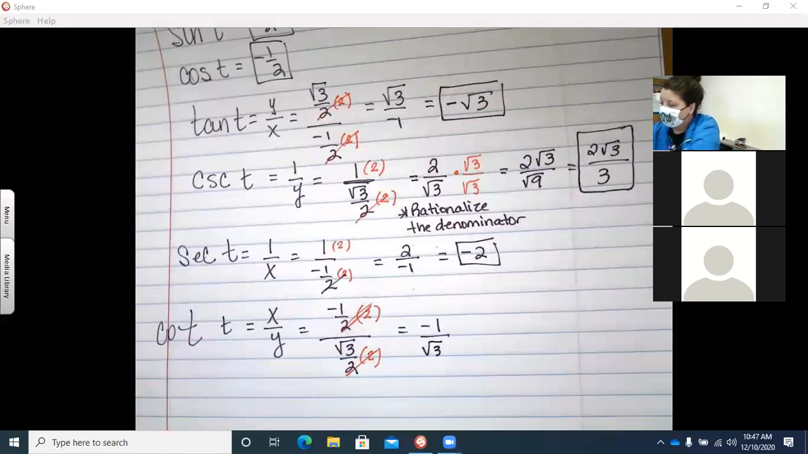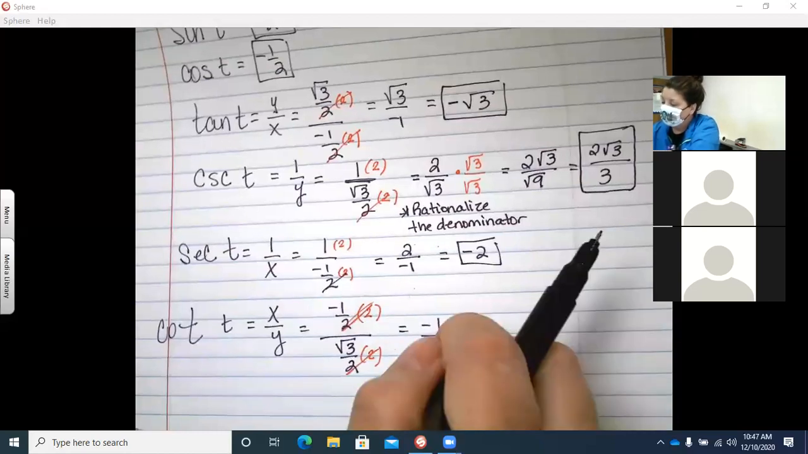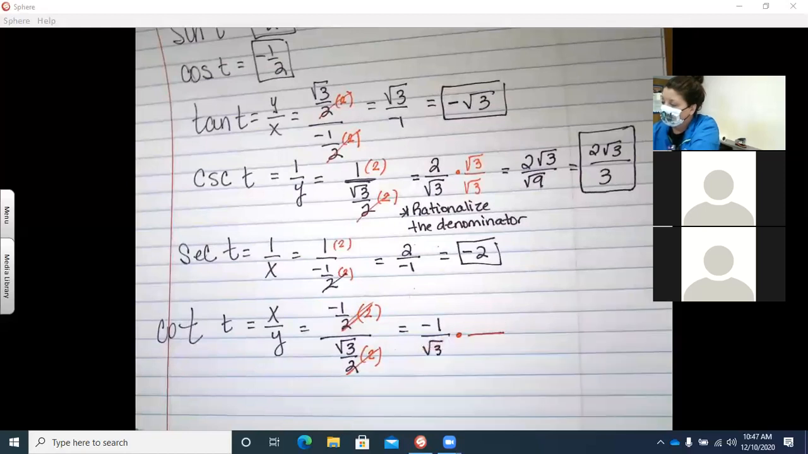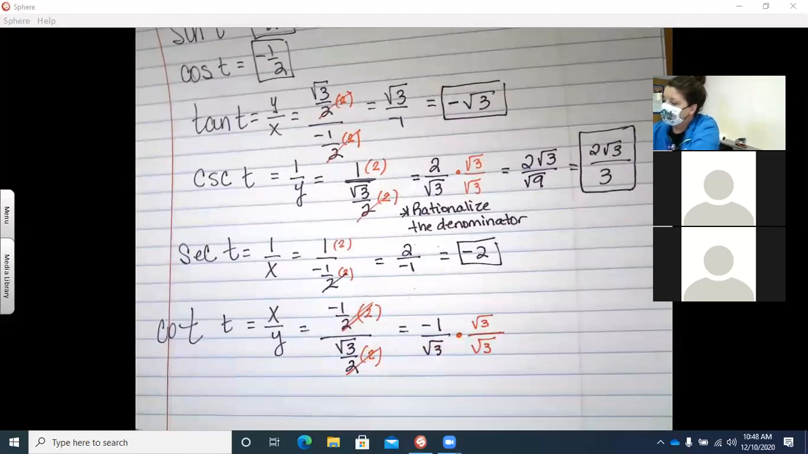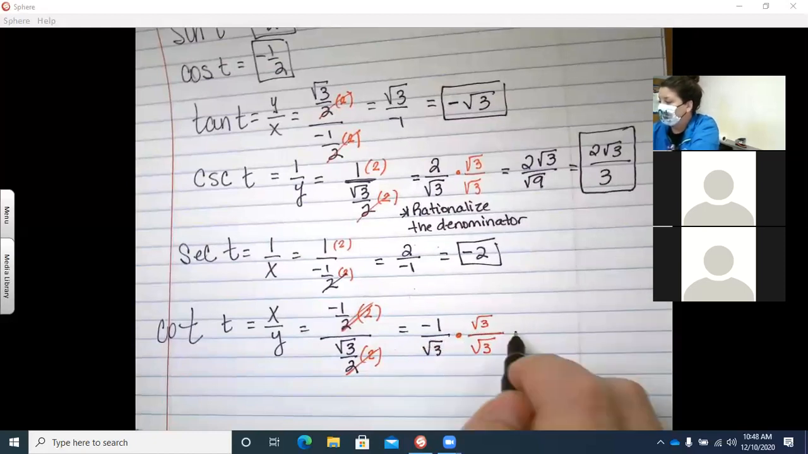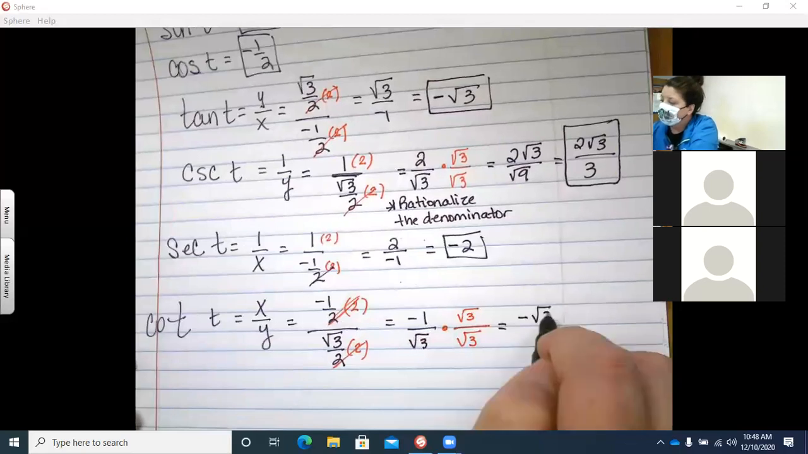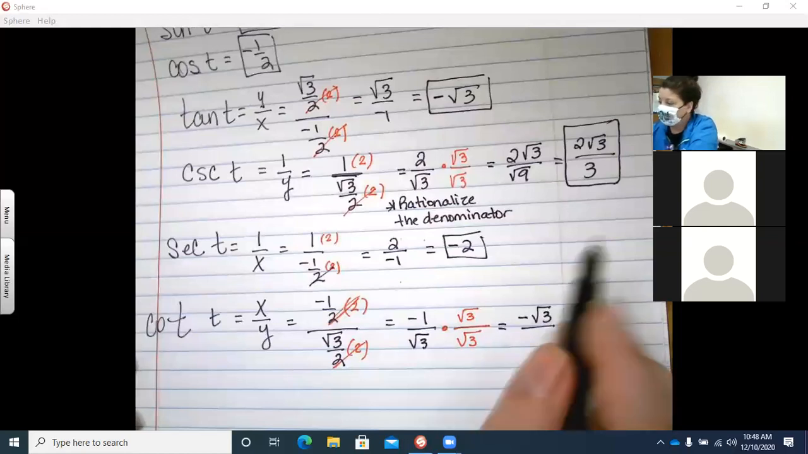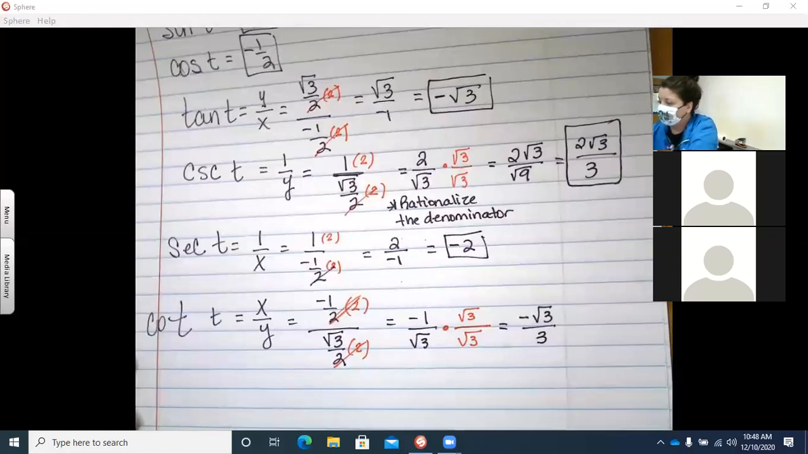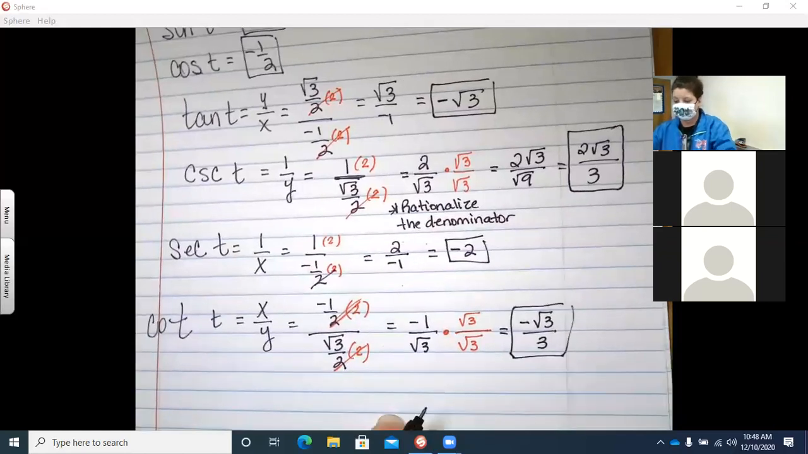So I'm going to multiply by a fraction. And what will that fraction be? Square root of 3 divided by the square root of 3. So my numerator, negative 1 times the square root of 3, is just negative square root of 3. And the denominator, square root of 3 times the square root of 3, is 3, because it's the square root of 9, and the square root of 9 is 3. Can I reduce those 3's? No. Then that's it. Wasn't too bad, was it?